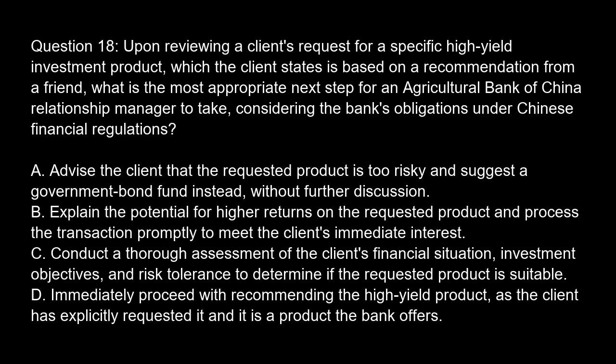Option A. Advise the client that the requested product is too risky and suggest a government bond fund instead, without further discussion. Option B. Explain the potential for higher returns on the requested product and process the transaction promptly to meet the client's immediate interest. Option C. Conduct a thorough assessment of the client's financial situation, investment objectives, and risk tolerance to determine if the requested product is suitable. Option D. Immediately proceed with recommending the high-yield product, as the client has explicitly requested it, and it is a product the bank offers.